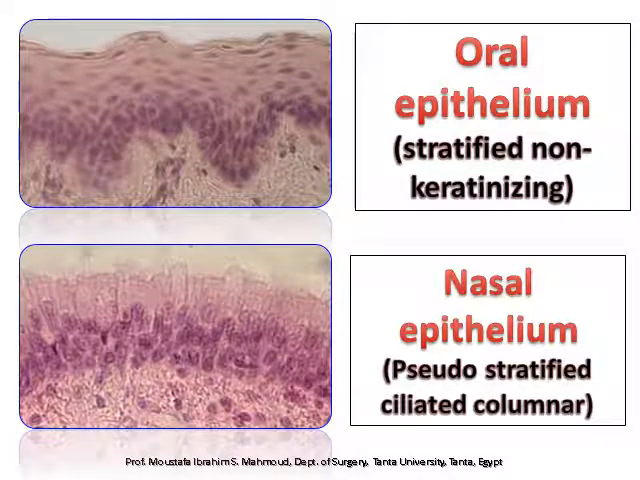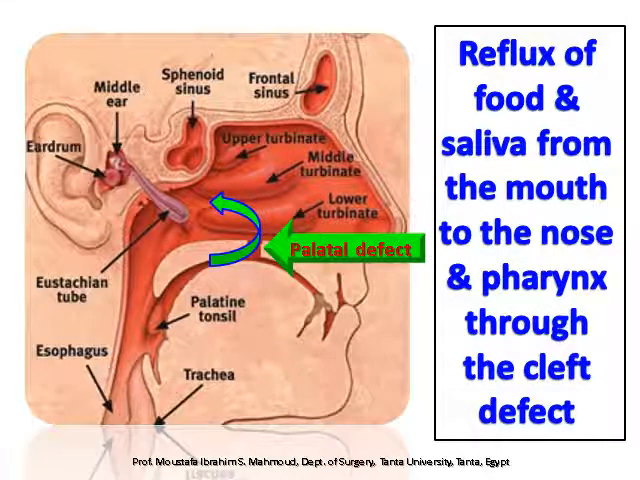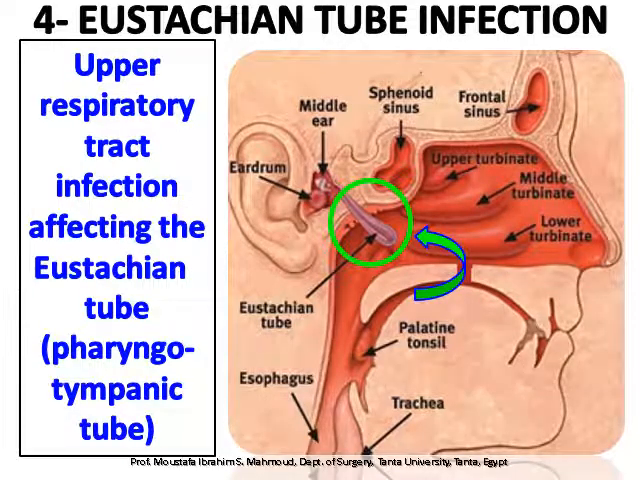The oral epithelium is a stratified squamous epithelium, non-keratinizing, but the nasal epithelium is pseudostratified ciliated columnar epithelium, which is very delicate and easily destroyed. Reflux of food and saliva from the mouth to the nose and pharynx through the cleft defect will lead to Eustachian tube infection, upper respiratory tract infection, infection of the Eustachian tube, the pharyngotympanic tube.